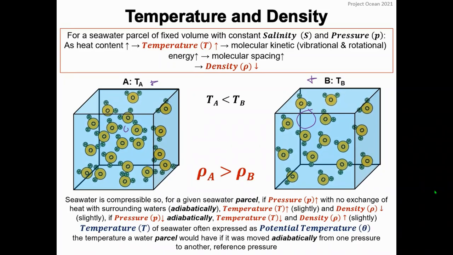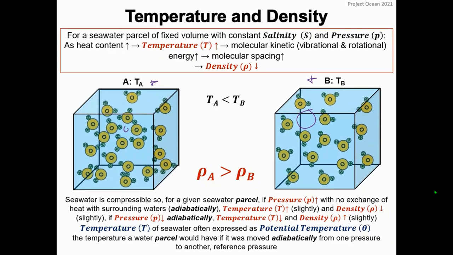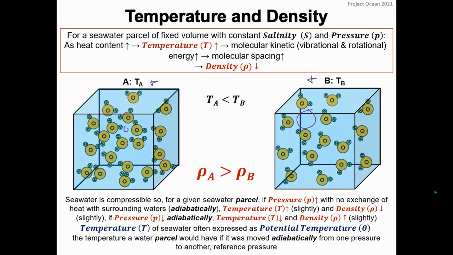So temperature of seawater is often expressed as potential temperature. This is the temperature a water parcel would have if it was moved adiabatically from one pressure to another reference pressure. The reference pressure typically used is surface pressure, or pressure at the surface of the ocean.